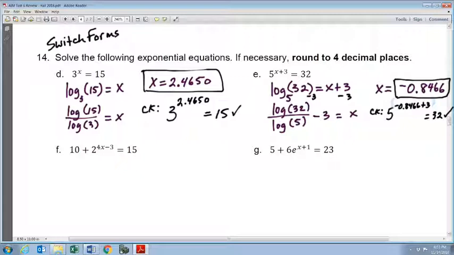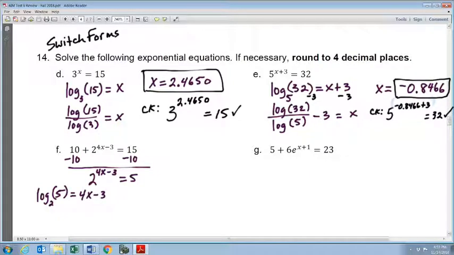Letter F and actually G are very similar in that we've got too many parts. If you look at this problem here, if we could just not have the 10 there, we'd have base, exponent, and answer, and we could switch forms. But we've got an extra number here. So the first thing you want to do is subtract the 10. You get 2 to the 4x minus 3 power equals 5. Now let's switch forms. It'll be the log base 2 of 5 equals 4x minus 3.